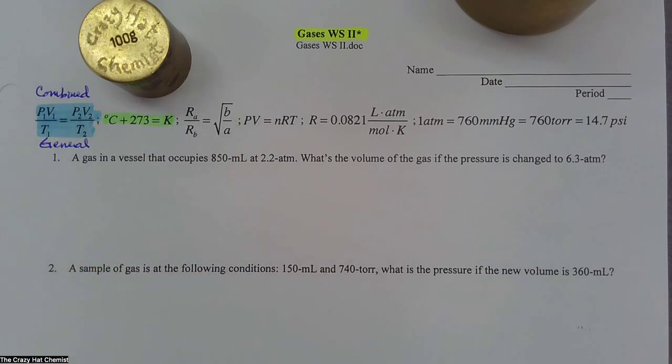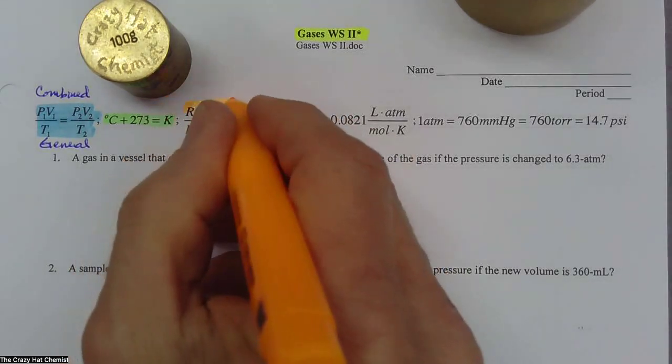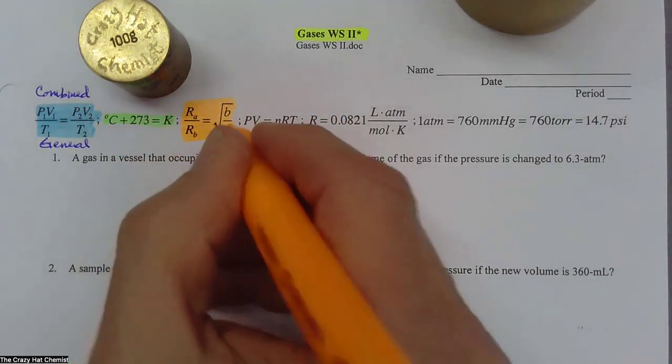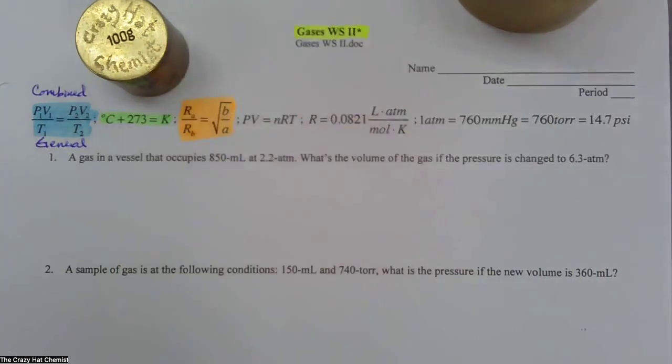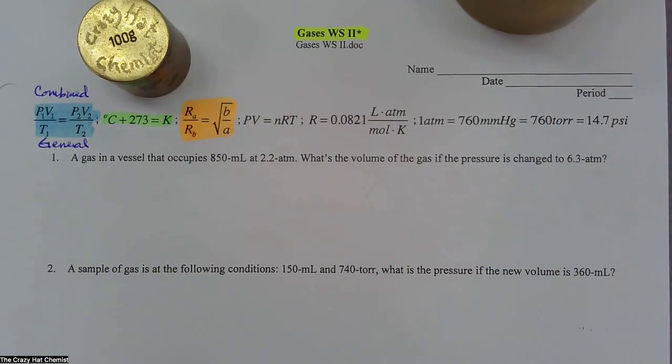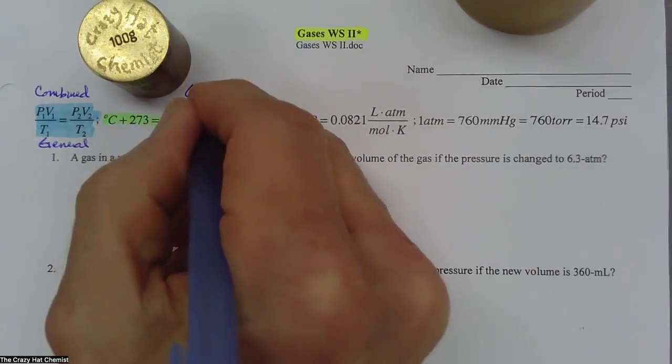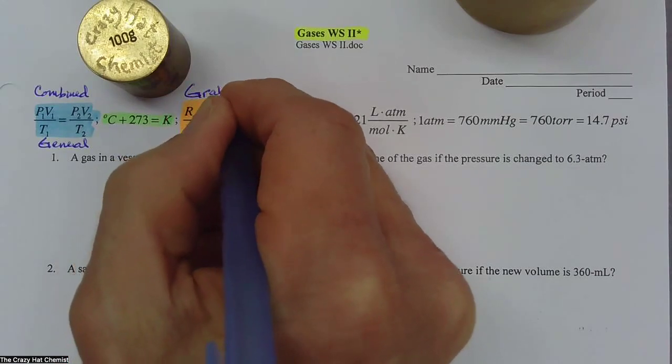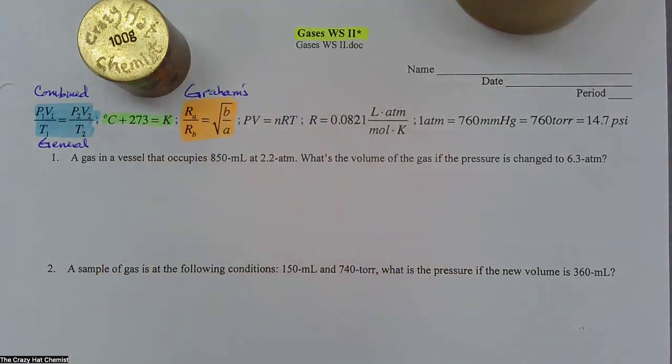All right, the next equation is Graham's law. And that is going to be here in the orange. I'm going to highlight that in orange. This is called Graham's law. I'll write that out here for you. That's Graham's law. That's Graham's law right there.